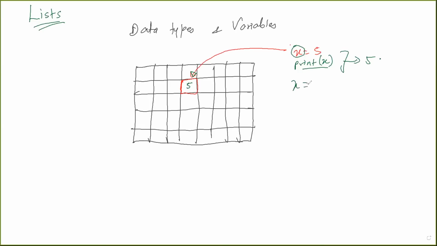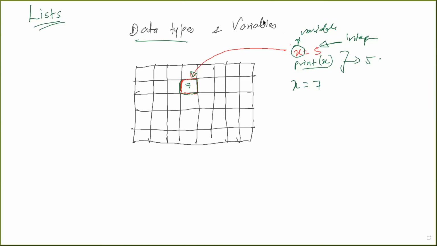If further in the code you say x is equal to 7, x refers to this memory location, so the old value will get deleted and there will be a new value there, that is 7. All right, so we learned this is a variable, and the type of value put there, that is integer, is the data type. So this way, we have access to one memory location.